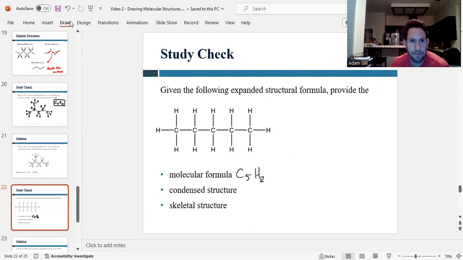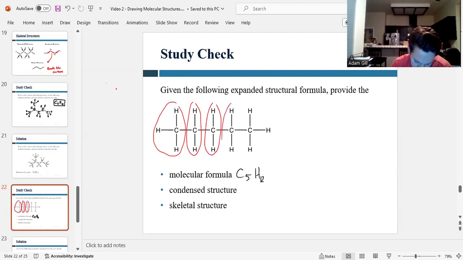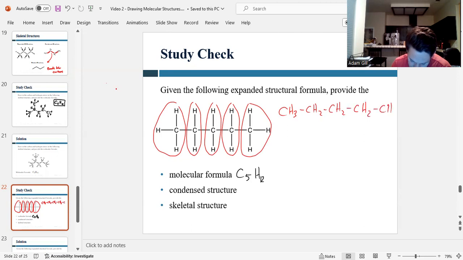Now, how do we draw this as a condensed structure? So to condense this, we need to look at these clusters of carbons and hydrogens. And so looking at this here, it looks like we've got a CH3 connected to a CH2, connected to a CH2, connected to another CH2, and then a CH3. And we could further condense that as CH3. And then if we only want to write CH2 once, we just have to specify that there's 3 of them. And then we've got the CH3 on the end. So that would be the further condensed structure.